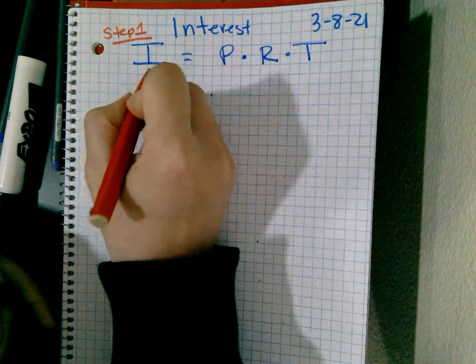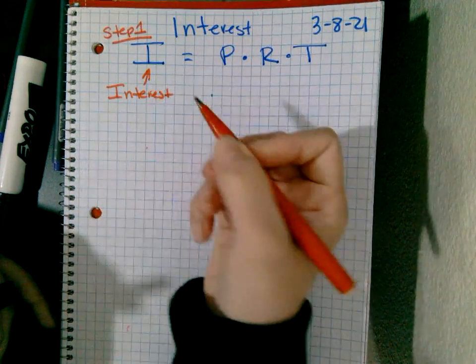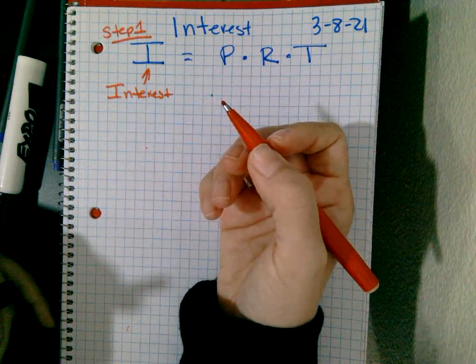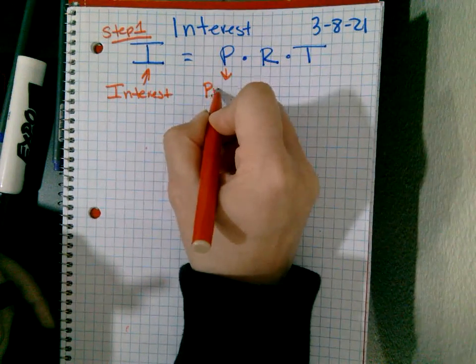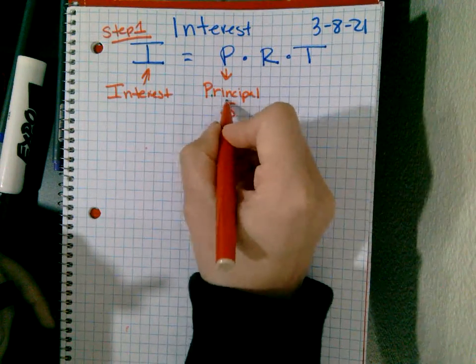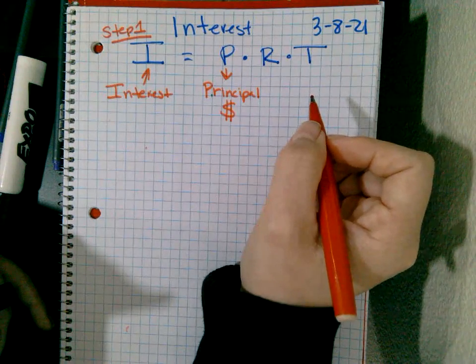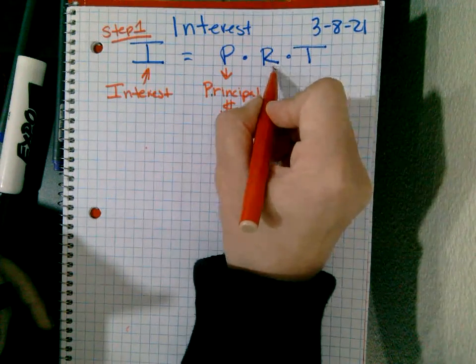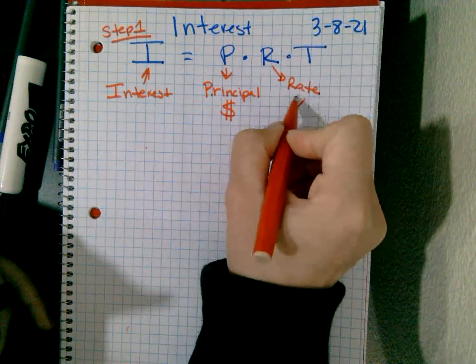Step one is to find interest, to determine how much interest you're going to pay. In order to determine how much interest you're going to pay, you're going to take the principal. In this case, it's not Mr. Muniz. It's the money. How much money did you borrow? How much money is in your savings account? Times the rate. The R stands for rate, which means percent.